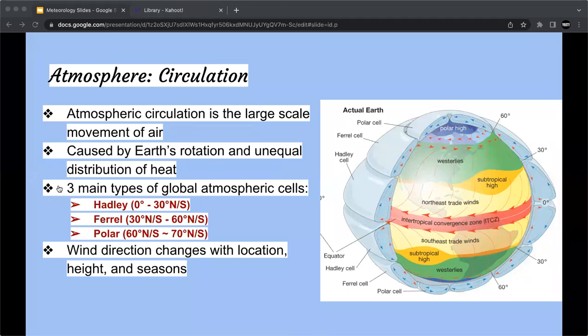And then there are three types of global atmospheric cells. Over here on the picture, we can see them. On the highest latitudes, we have polar cells, and in the middle region, 30 degrees to 60 degrees, we have the Ferrel cells, and then near the tropics, from the equator to 30 degrees, we have the Hadley cells.